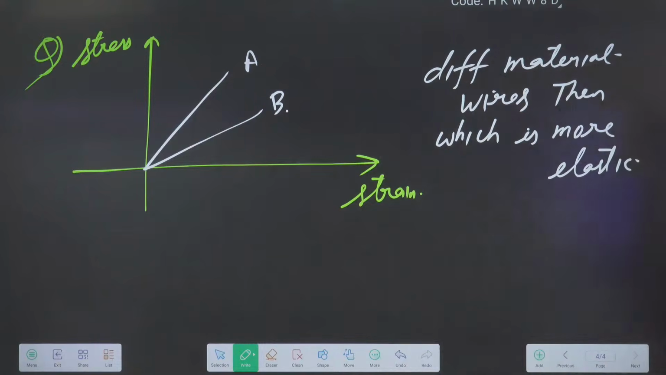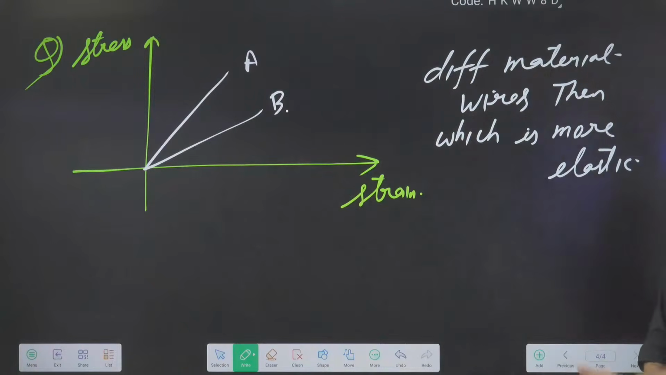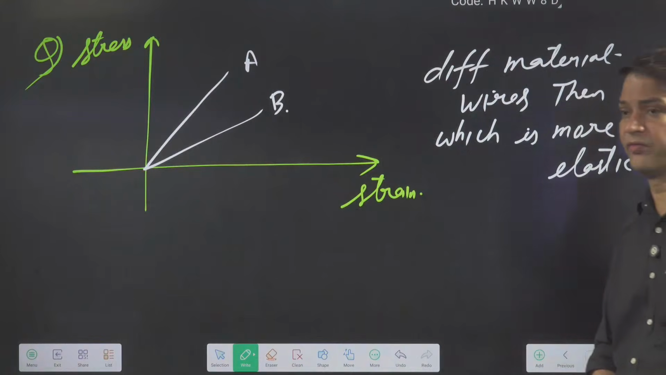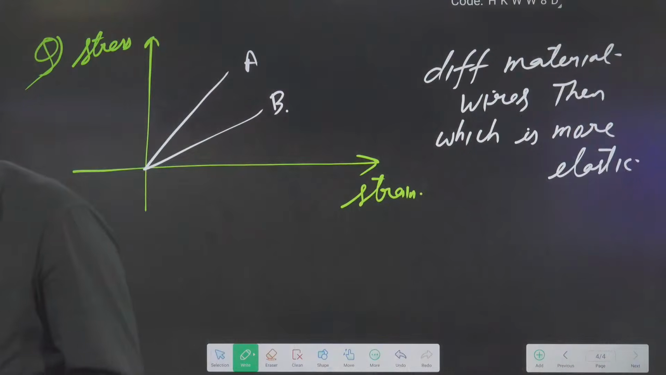Now this graph I have given for two wires of different material. Wire one graph is A, the other graph is B. I am asking which material is more elastic, or I can say which material will have the more Young modulus.